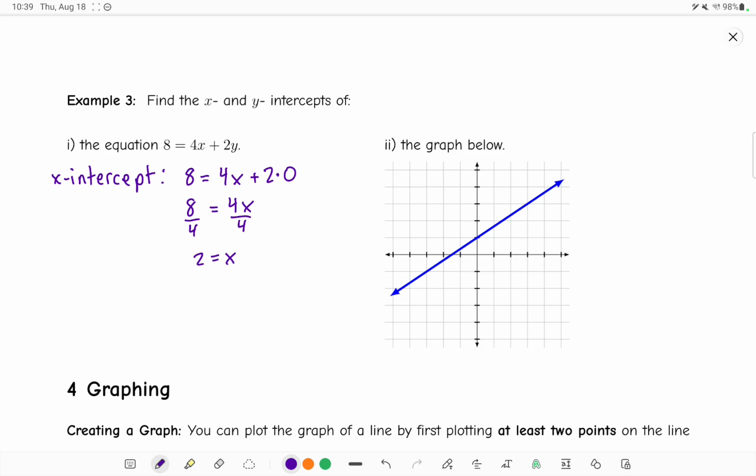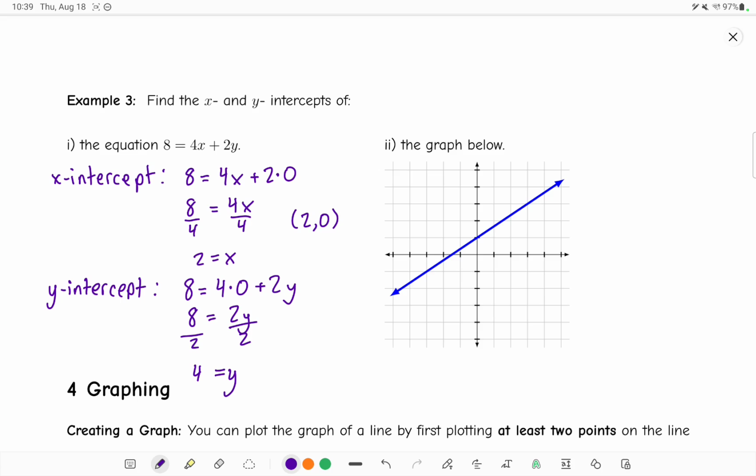But since I asked for the x-intercept, you can't just say 2. The intercept is a point, so the answer is 2, 0. Then similarly for the y-intercept, you plug 0 in for x, and then solve for y. So we get 4 equals y. Again, that's not our answer. We need to put it in intercept form. So that would be 0, 4. So that's how you do it when you're given the equation.